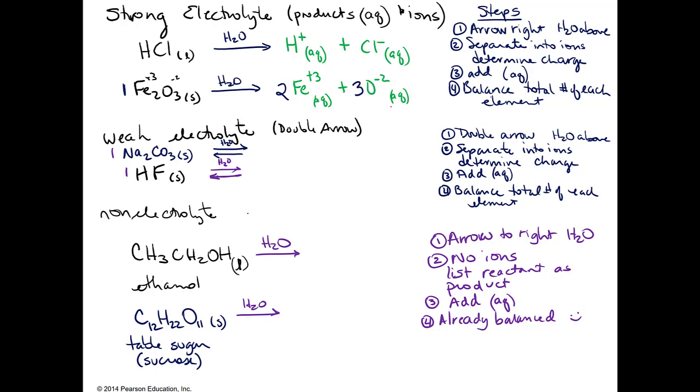Now a weak electrolyte is different because a weak electrolyte doesn't dissociate completely. It only dissociates some. And so in that, you want to use a double arrow. Rather than just having an arrow go one direction, which you know means 100%, you have the double arrow. You still separate them into ions because it's a weak electrolyte, but it still does form ions.